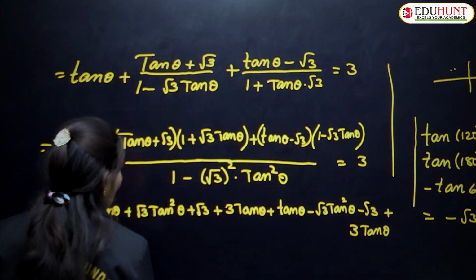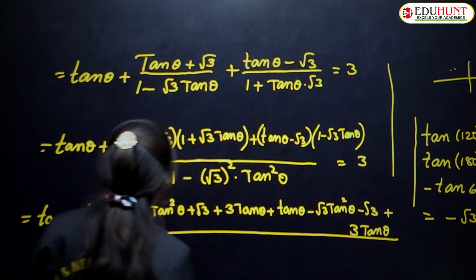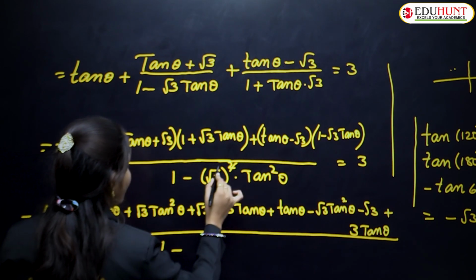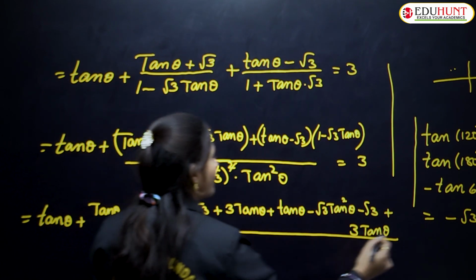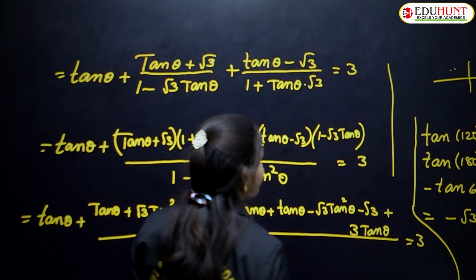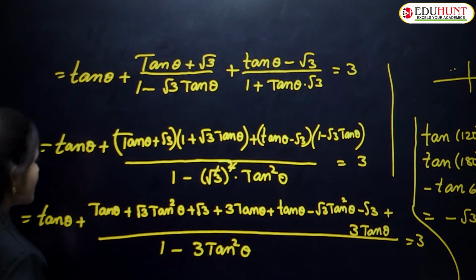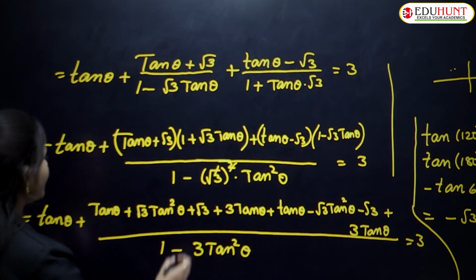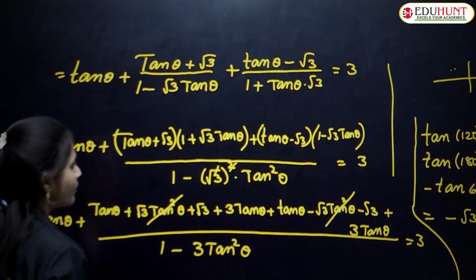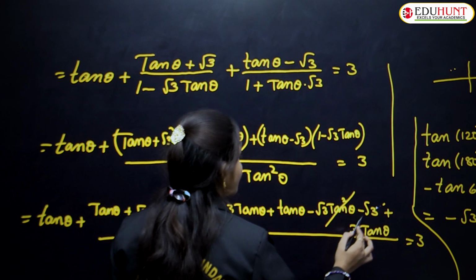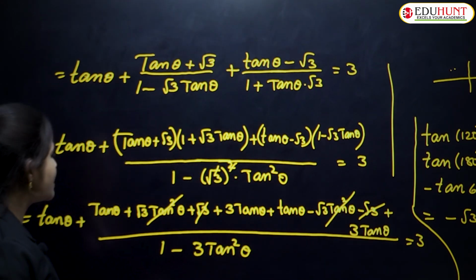Okay, whole by 1 minus square, and the root gets cancelled, so 1 minus 3 tan square theta, which is equal to 3. Okay, from this one, any cancellations possible? Yes, root 3 tan square theta minus root 3 tan square theta, and plus root 3 minus root 3. Is there any other cancellation?